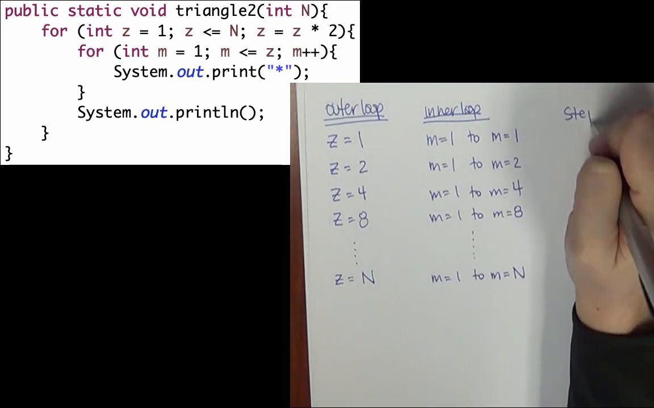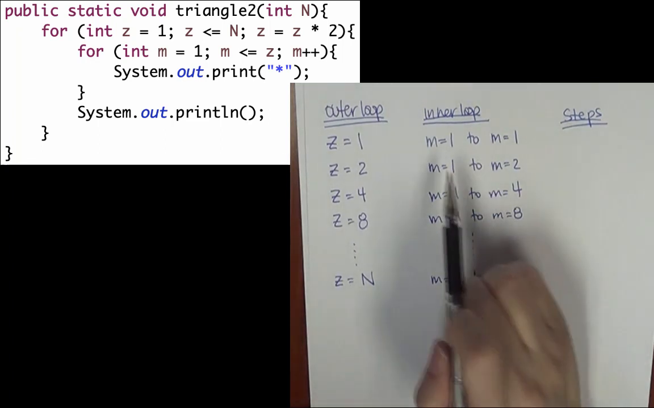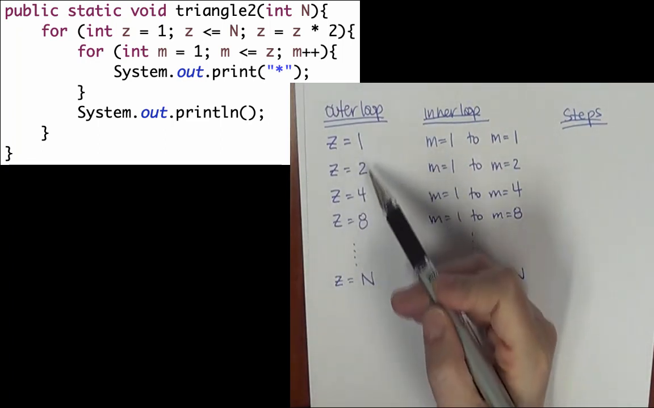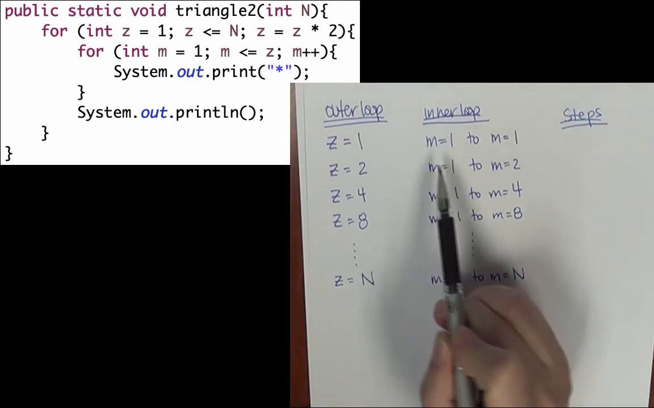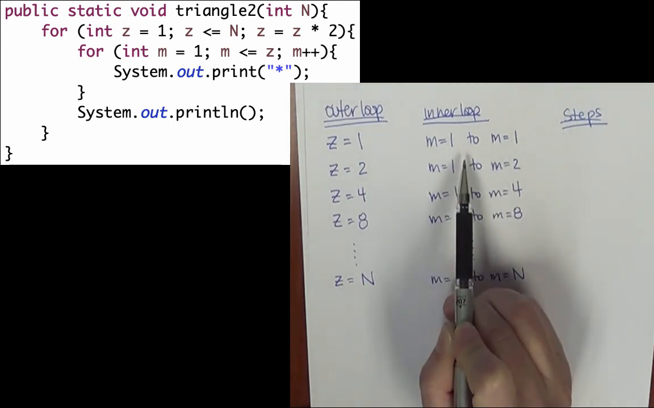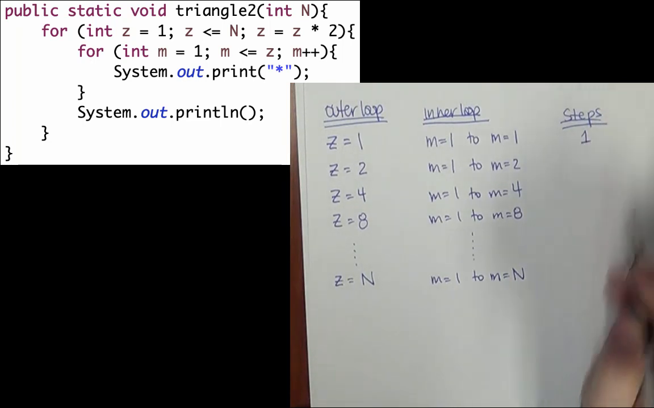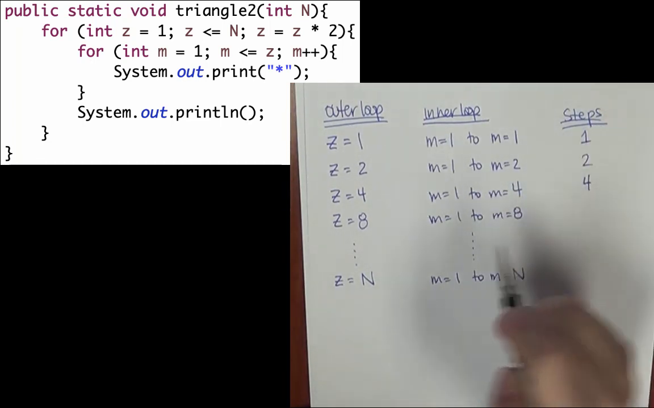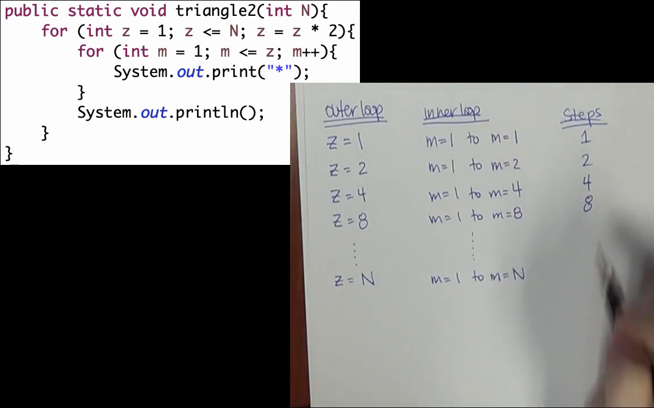Then we want to look at the number of steps. So in this first one, remember, these ones are multiplying by 2 each line. In each row, z is increasing by 2. But here, m is just going 1 step at a time. So that's 1 step from 1 to 1, or 2 steps from 1 to 2, or 4 steps from 1 to 4, or 8 steps from 1 to 8.